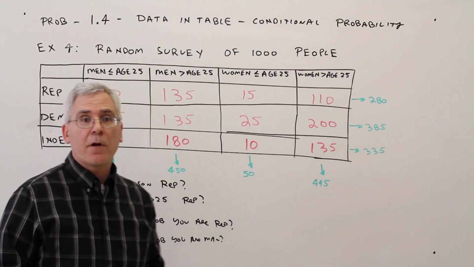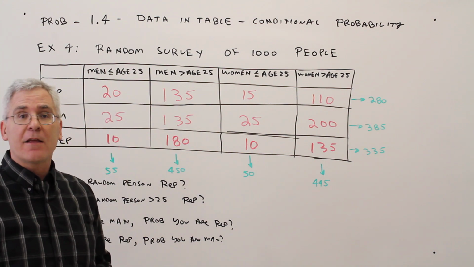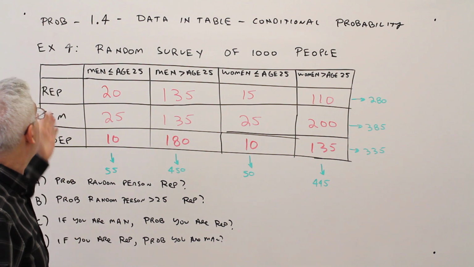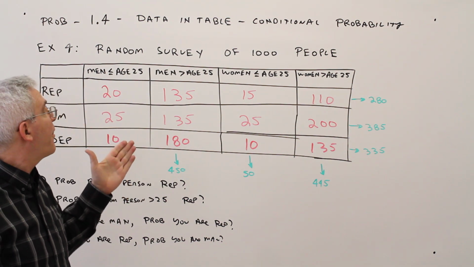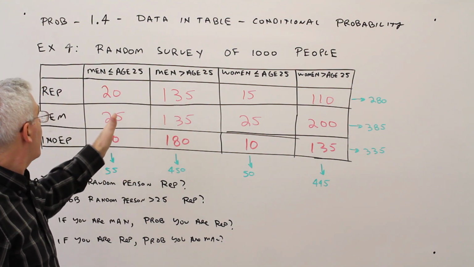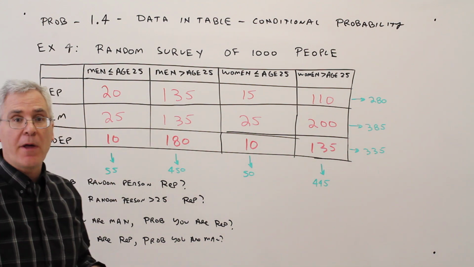Welcome to this video, probability 1.4, data in a table, conditional probability. So here's example 4. We have a random survey of 1,000 people. We've got men and women of different ages, and these are all the different numbers that are Republican, Democratic, or Independent.